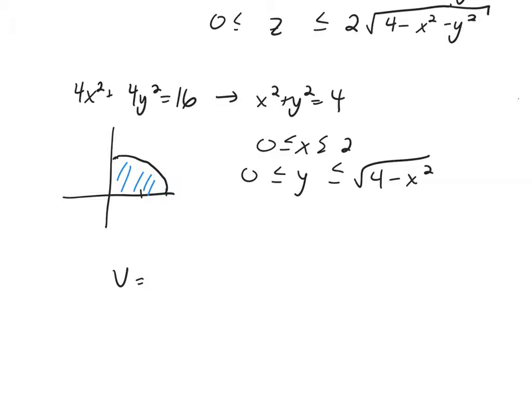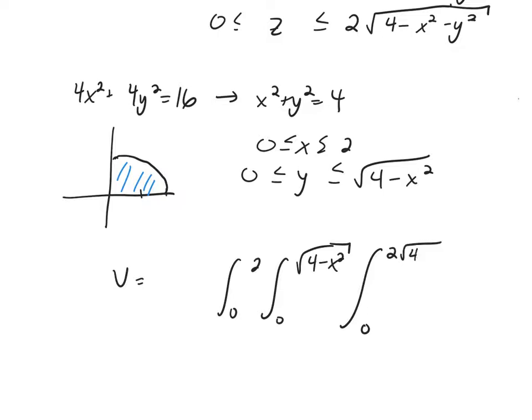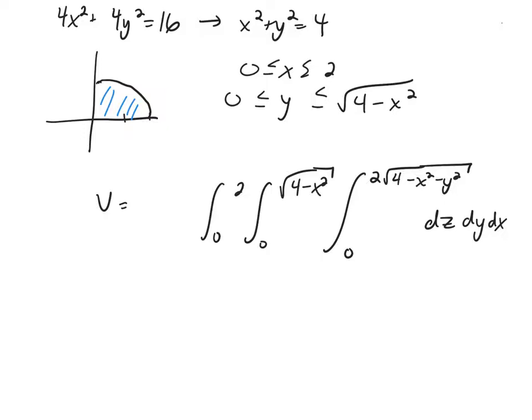So for the first octant, 0 to 2, 0 to square root of 4 minus x squared, and then z is bounded between 0 and 2 times the square root of 4 minus x squared minus y squared. And the order of integration was dz, dy, dx. Now remember, this is the volume in the first octant. There's 8 octants. There's 4 above the xy plane and 4 below. So when we're using symmetry, we're going to multiply by 8 here.